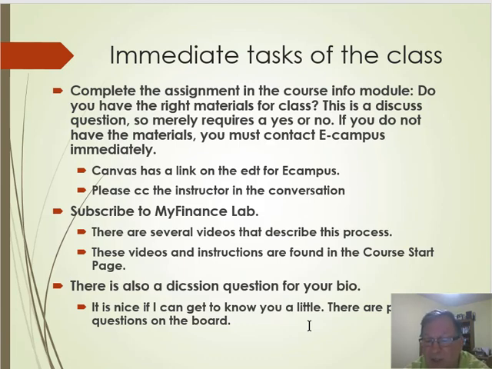There's also a discussion question for your bio, right? It's just nice for me to know you a little bit. So there are some prompted questions. I'd like to know what you do in your current career. What is it that you hope to get from this course? What is it that you hope to get from Thomas More at the end of this course? What is it that you hope to achieve and acquire moving forward after you've completed this course?